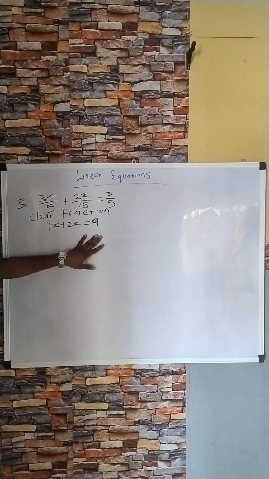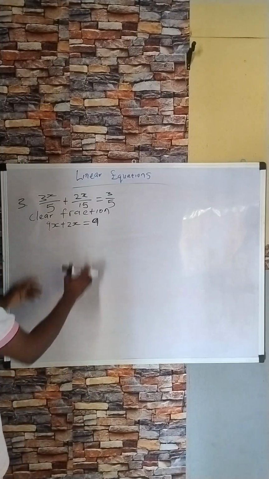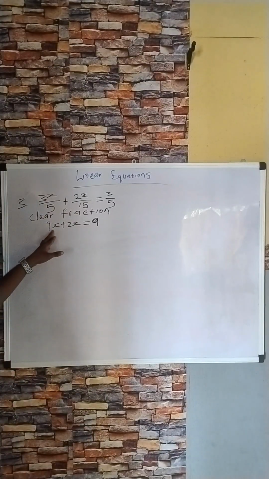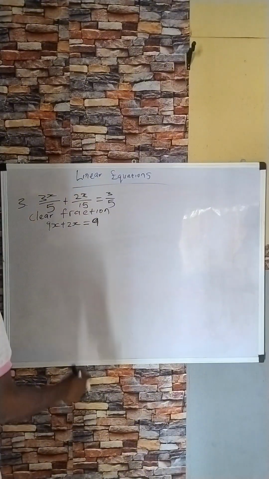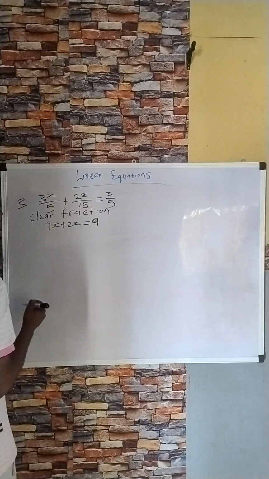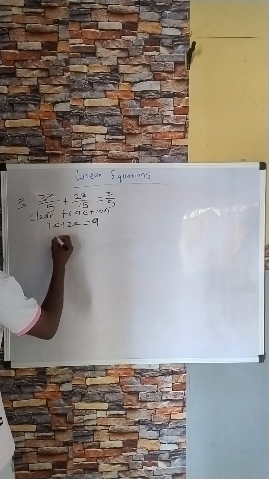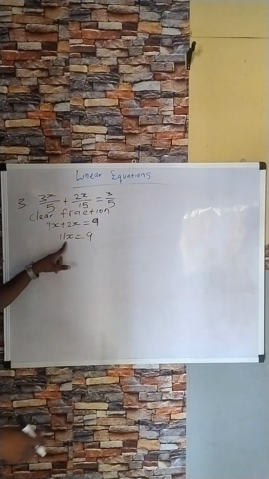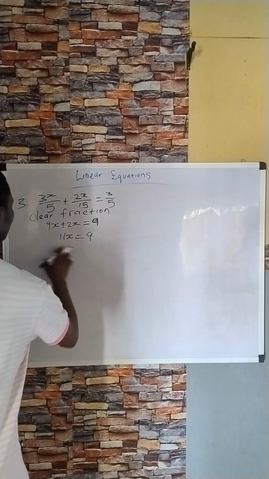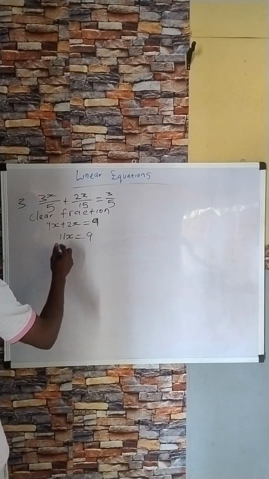If you look at this, you will see that there is no need to collect like terms. The like terms are already arranged. The unknown values of x are on one side, and 9, the constant, is on the other side. So what you have to do is add them up and get the coefficient of x. This will be 11x equal to 9. So 11 is the coefficient of x. Divide both sides of the equality by the coefficient of x.